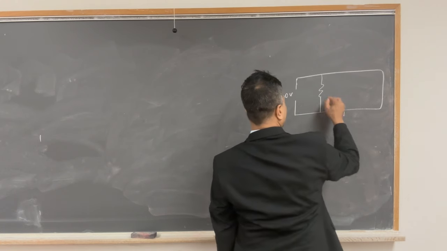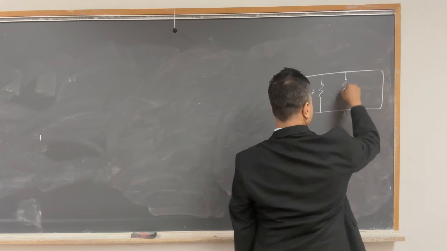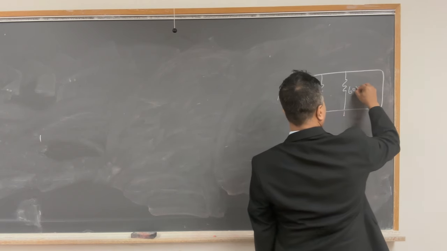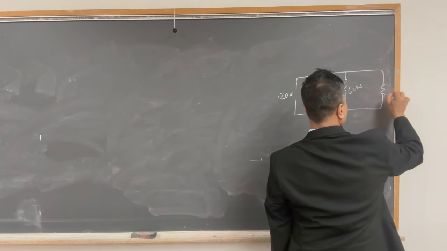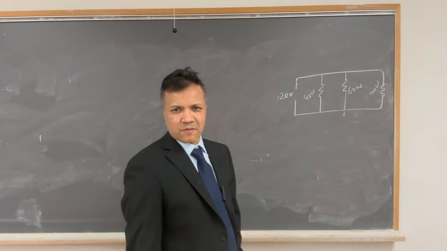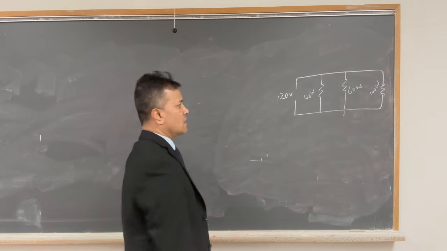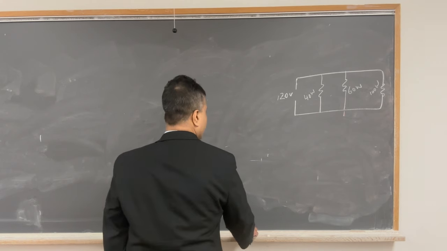I'm going to say this is 40 watt. This is 60 watt. And this is 100 watt. Okay, I have how many bulbs? 3 bulbs. One bulb is 40. The second bulb is 60. The third bulb is, of course, 100. So third bulb is brightest.